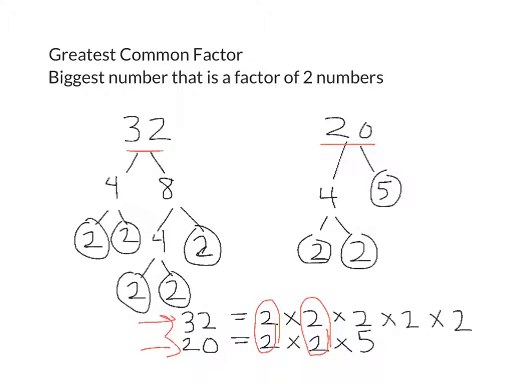So if I want to figure out what the greatest common factor is of these two numbers, I just multiply these two 2's together. They are factors of both. So what I end up with as an answer is 4. That's the greatest common factor of both of these numbers, because 4 times 8 equals 32, and 4 times 5 equals 20.